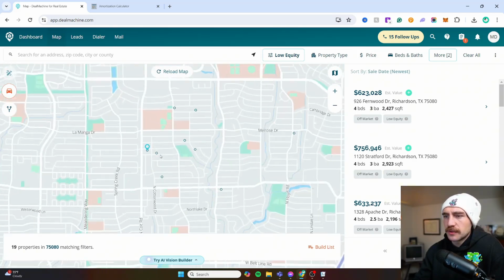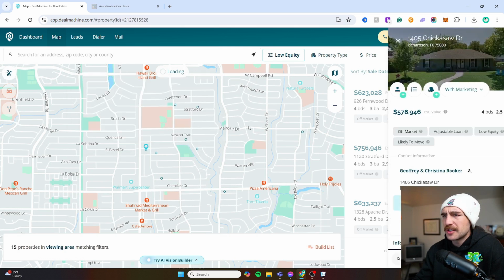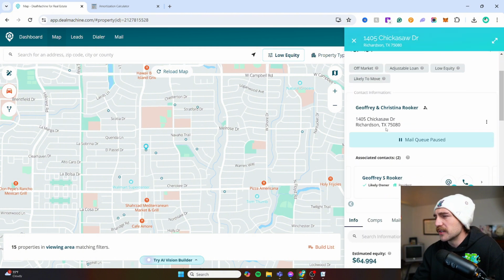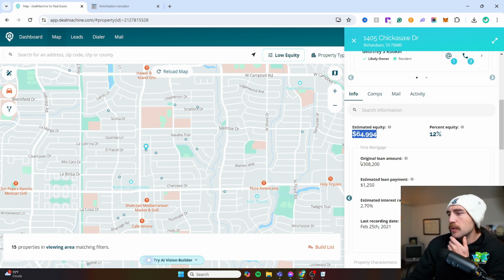And here, I'm just going to choose this property just to give you an idea of the information we can get, just so we know what we're up against. Property's worth around $580,000. It's a pretty pricey area. They have $65,000 in equity, a little over 10%. We usually want to keep that under 10%. Here we go. The original loan amount is $308,000. It was taken out a few years ago. The interest rate, y'all, is 2.7%.